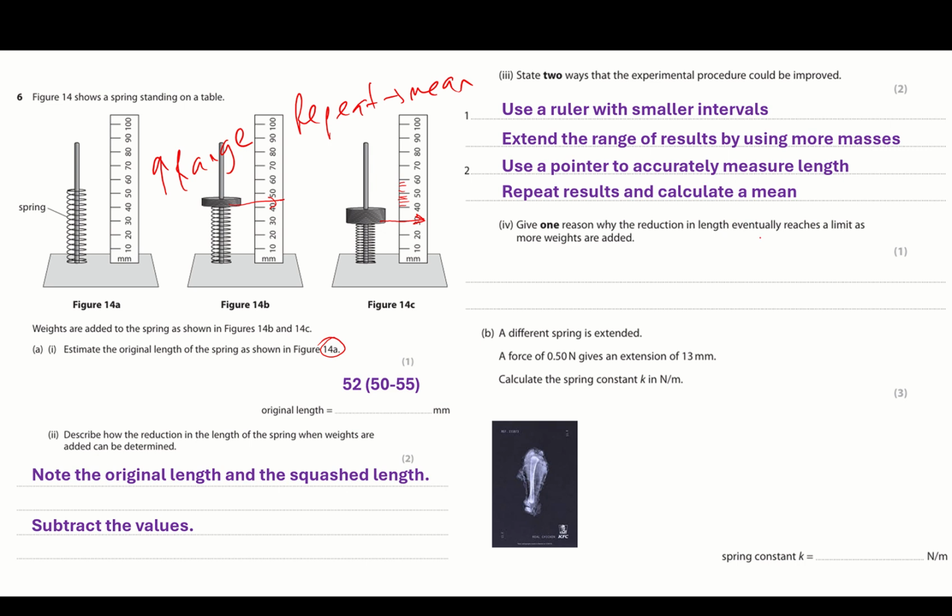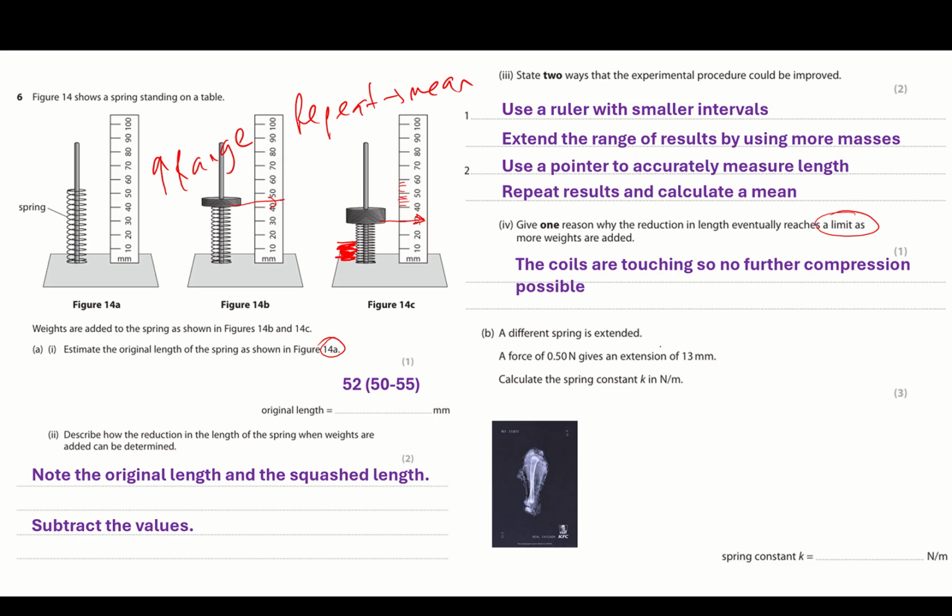Give one reason why the reduction in length eventually reaches a limit. Well, we're squashing this together, so eventually we'll get to the point where the coils are all touching. There's just no space between them, and then it can't go any further. So the coils are touching, so no further compression possible.